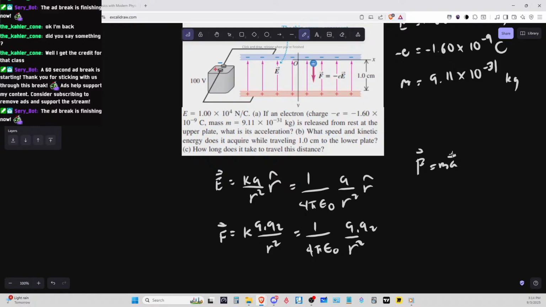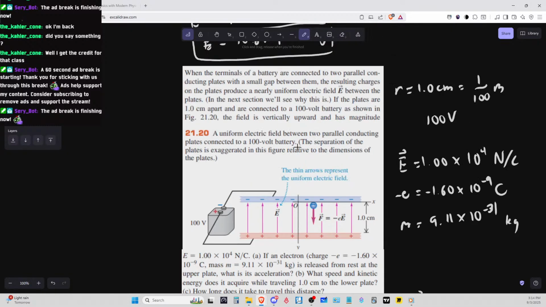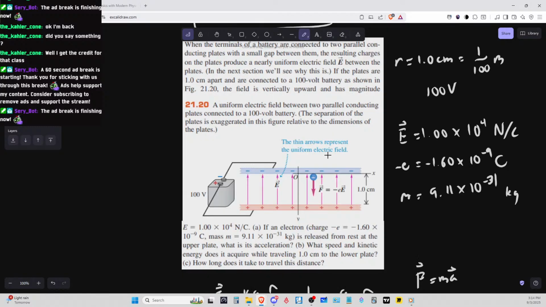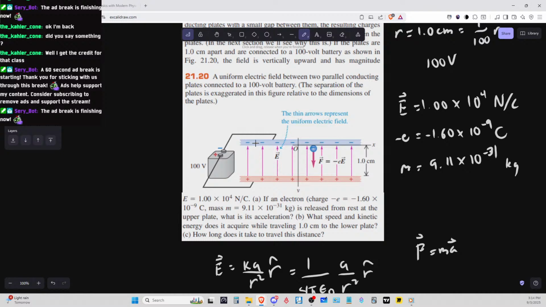There are two charges so there will be two electric fields. Let me reread the question. So let's see. The plates are one centimeter apart. The field is vertically upward and has a magnitude of. Okay, so this one has a magnitude of. If an electron charge is released from rest at the upper plate, what is the acceleration?